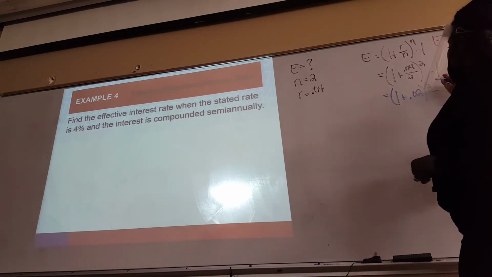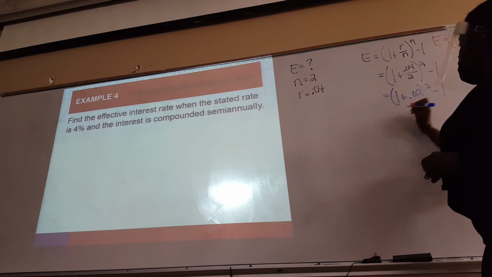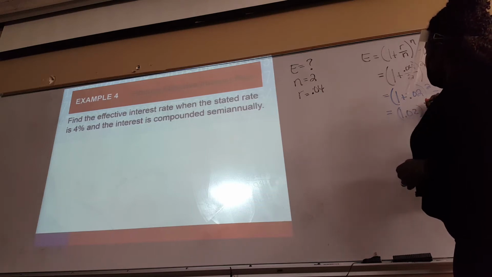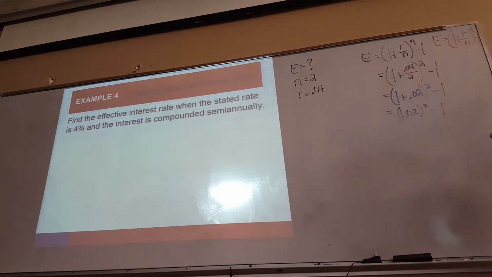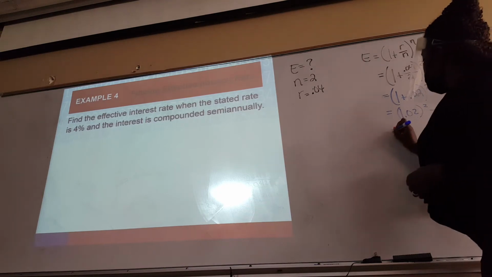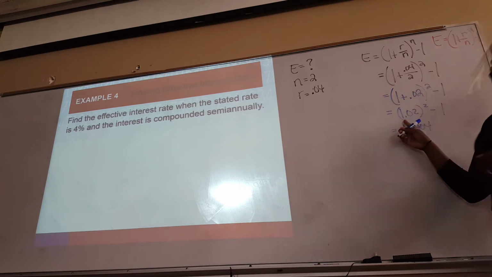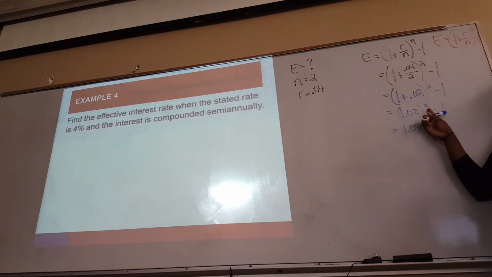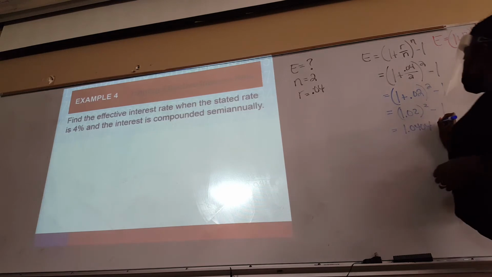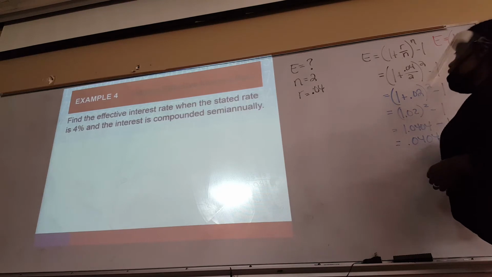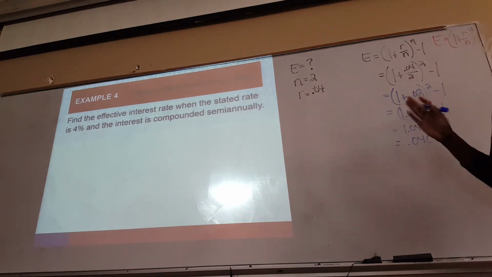So now our 0.04 changes to 0.02. Now we just add inside, which is 1.02, and we can raise it to the second power. Can you give me 1.02 squared? 1.0404. So that's what we got from 1.02 squared, or to the second power. Now we just subtract 1 to get our answer. Our answer is 0.0404. But remember, we're looking for an effective interest rate.